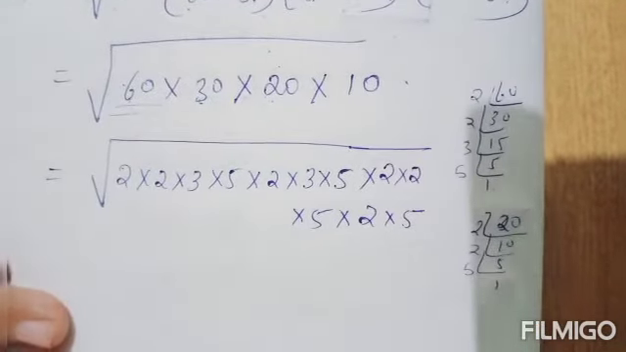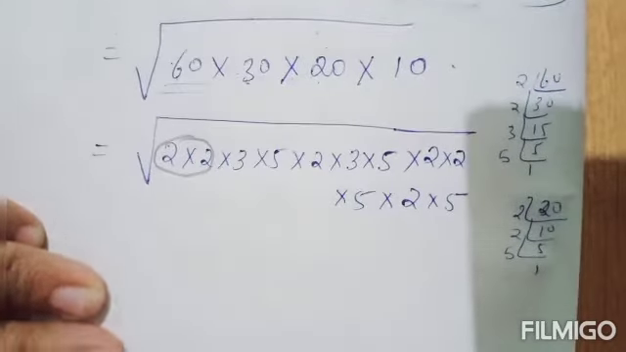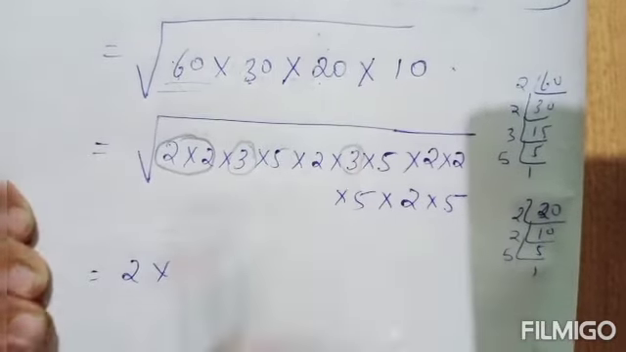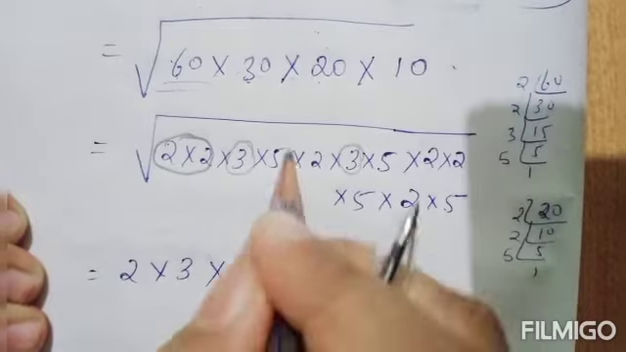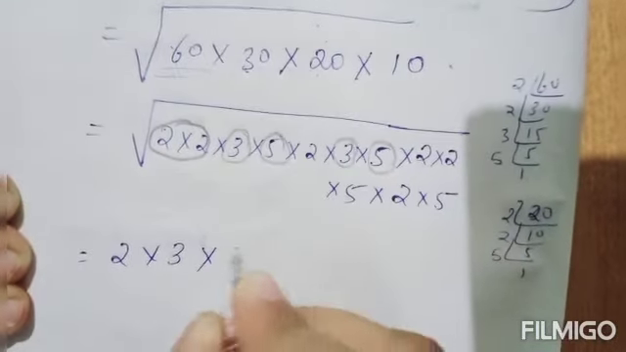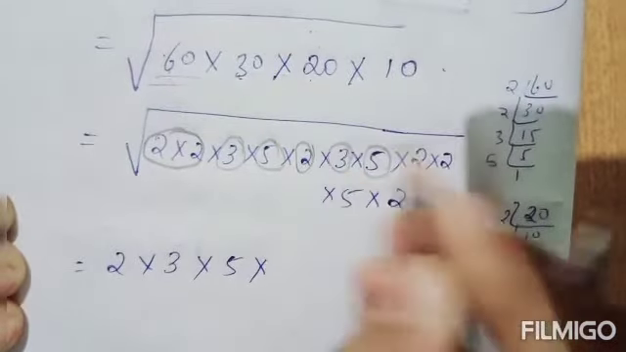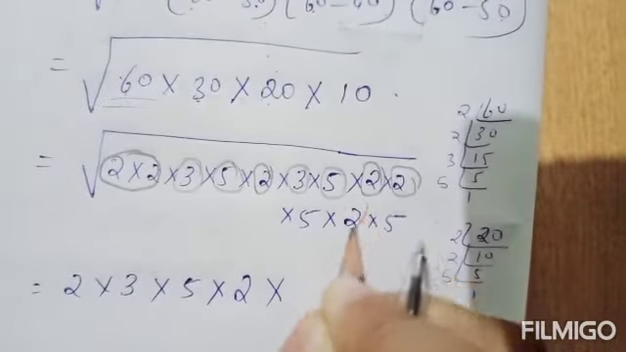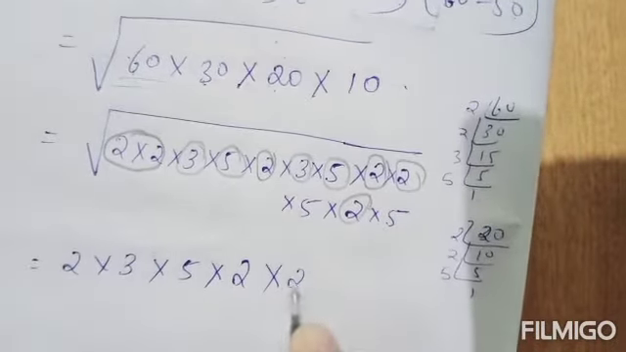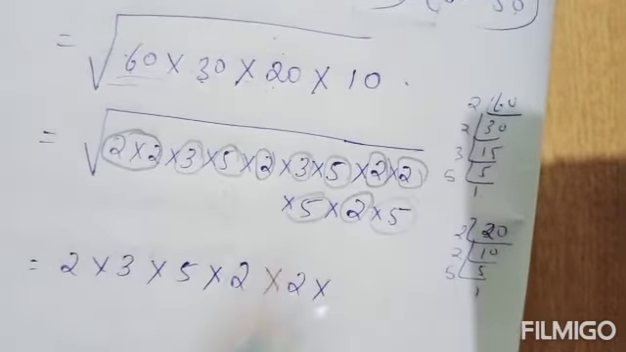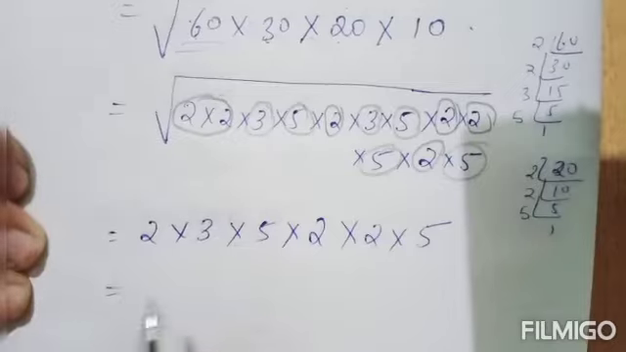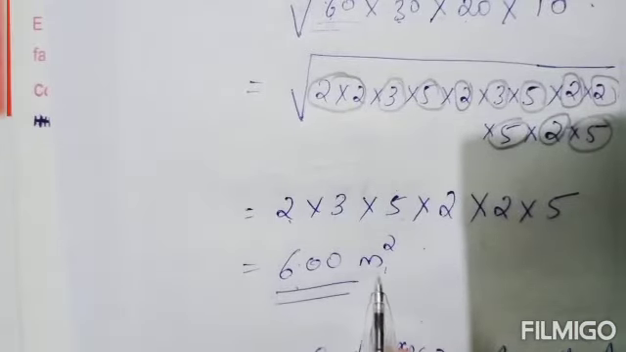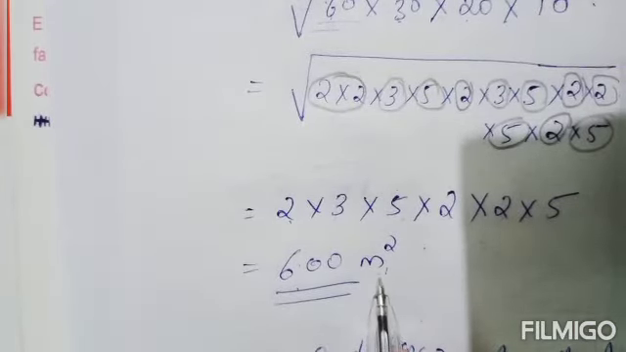Okay, now you can pair these 2's. You can take one time outside. So 2 into. Now 3, one time you can take outside. Next 5, so one time again 5. Again 2 is coming, so 2 into. Again you can pair 2, 2 into. Now these two 5's you can pair. So 5. Okay. 2 into 3 into 5 into 2 into 2 into 5. You will get 600 meter square. Okay, so this is the area of triangle BCD.